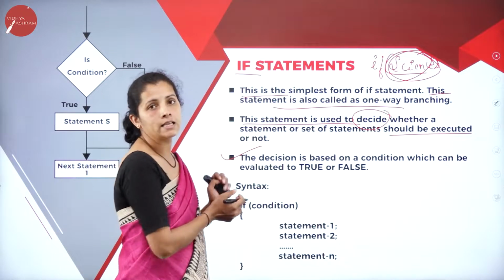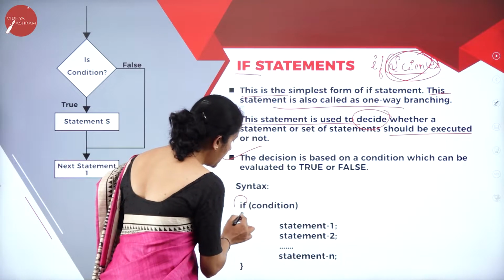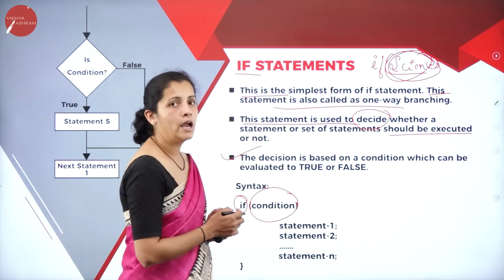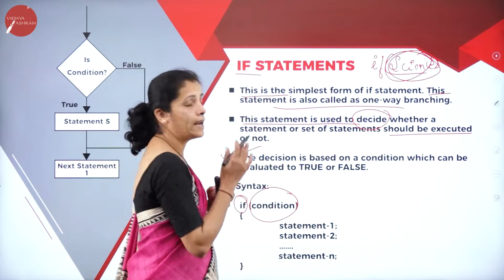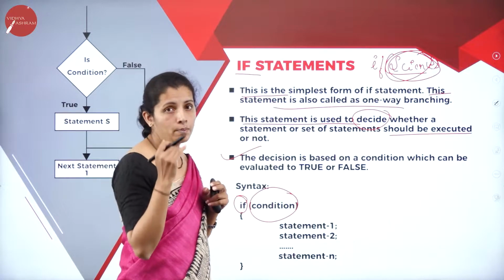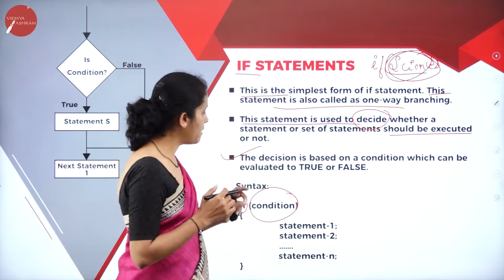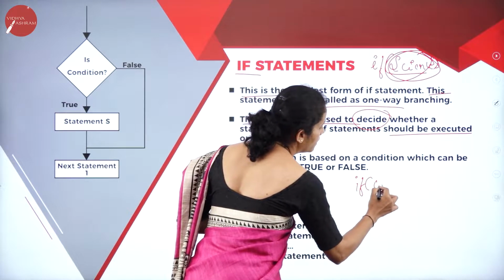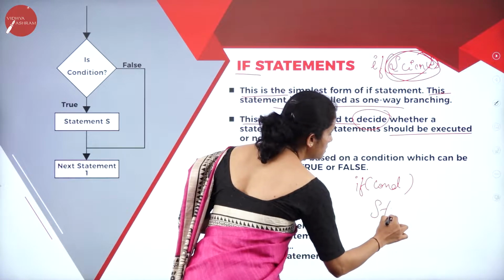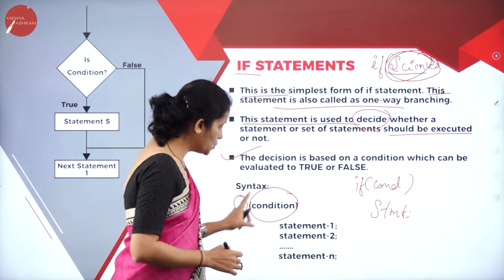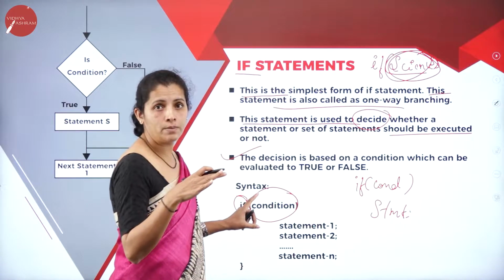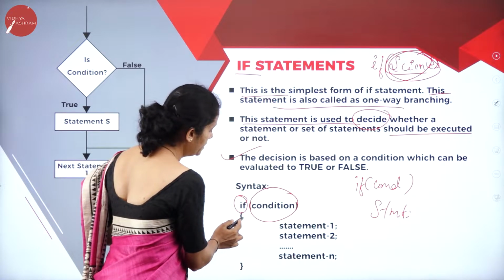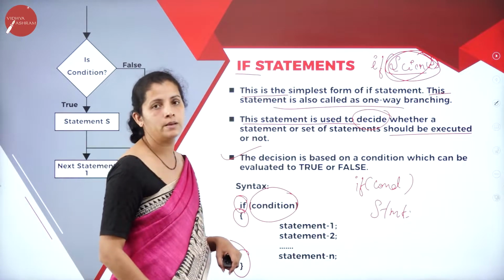Then this is the syntax I'm going to have here. At the beginning I'm going to use the keyword if, and I'm going to specify the condition. And if this condition is true, then I can have one statement or n number of statements. Suppose if I have only one statement, directly I can write if condition and statement. If this condition is true, then I'm going to have n number of statements. That is nothing but block statement or compound statement. Then that should be written inside the curly braces.